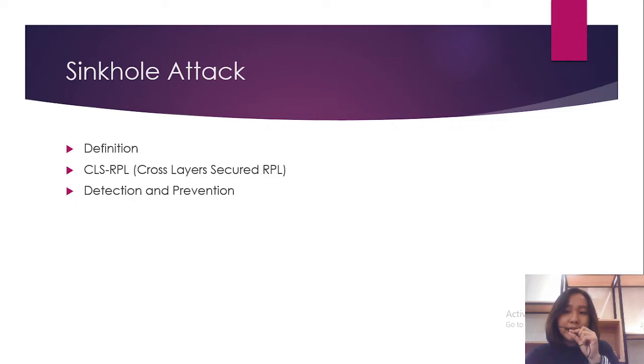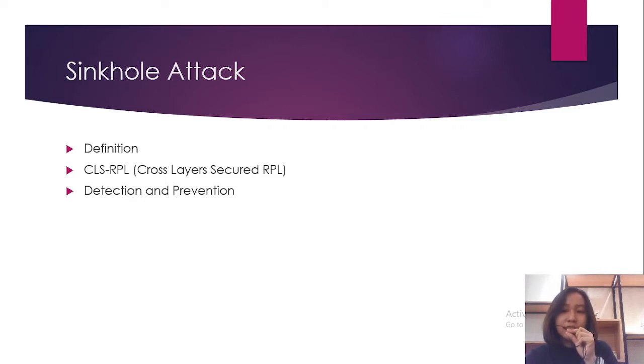CLS-RPL is a cross-layer security mechanism that involves network layers and data link layers. The CLS-RPL implementation design can be divided into three main parts. The first one is software calculation per node transmission. The second one is detection of sinkhole attacks. And the third one is prevention of sinkhole attacks.